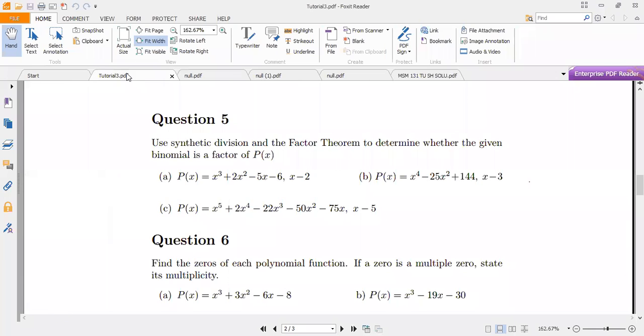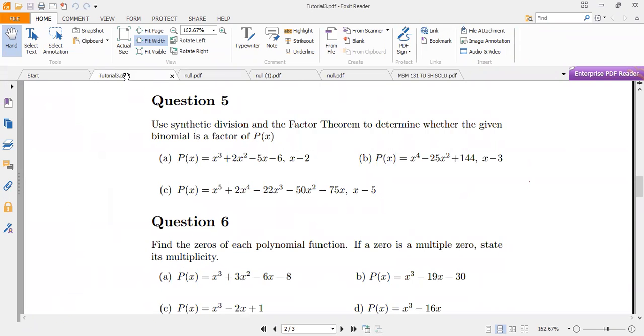I just wanted to take a look at the question: use synthetic division and the factor theorem to determine whether the given binomial is a factor of Px. So Px is equal to x to the power 3 plus 2x squared minus 5x minus 6, and the binomial is x minus 2. So I'm going to use synthetic division to solve A, and I'm going to use the factor theorem to solve B, then you can do C.